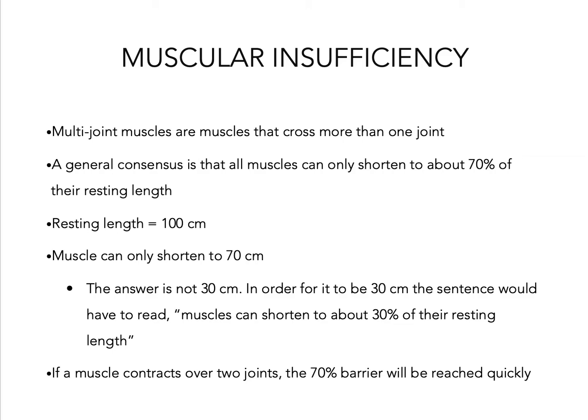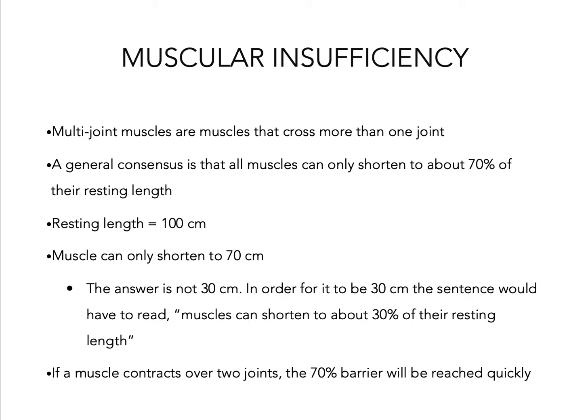Now, we will take a look at concepts of insufficiency, active and passive insufficiency. Multi-joint muscles are muscles that cross more than one joint. A general consensus is that all muscles can only shorten to about 70% of their resting length. Let's say for a given muscle, resting length is 100 centimeters. So the muscle can only shorten to 70 centimeters.